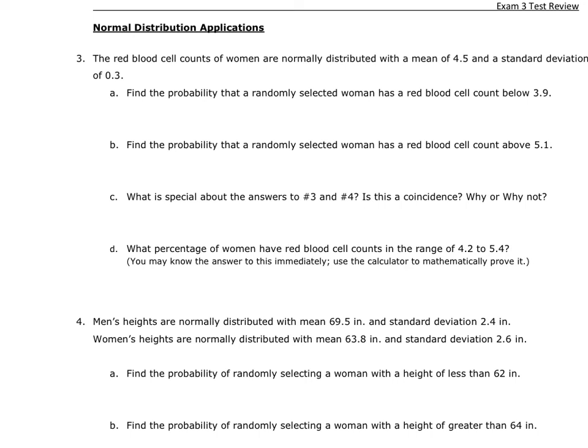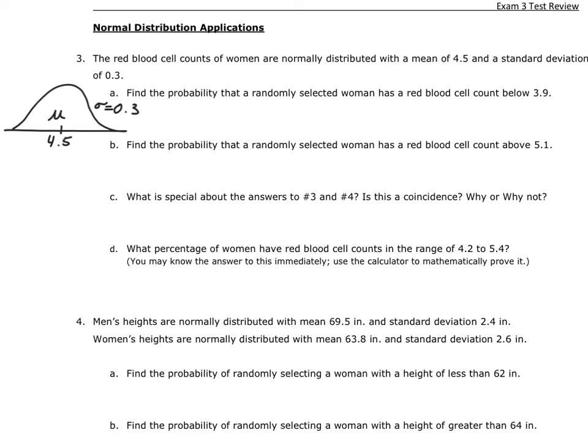Red blood cell counts of women are normally distributed with a mean of 4.5 and a standard deviation of 0.3. So what that tells you right away is that you can predict a lot about this data by looking at the normal curve. We know inside that normal curve the mean and the standard deviation will be given to us, and it was right there. So our standard deviation of 0.3 and our mean of 4.5. Now what we've got to do is take that curve and use that curve to answer multiple questions.